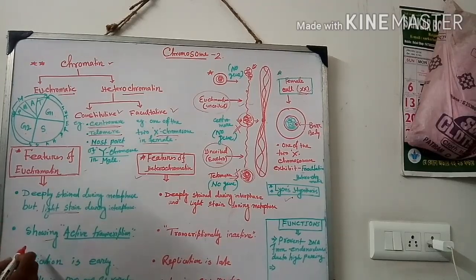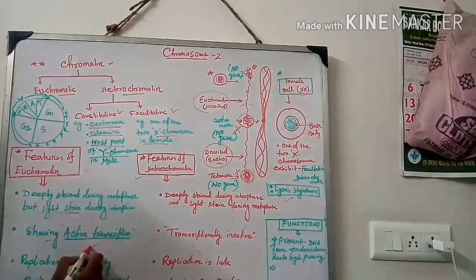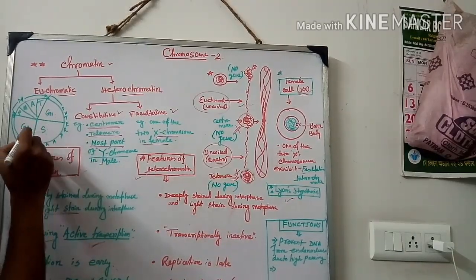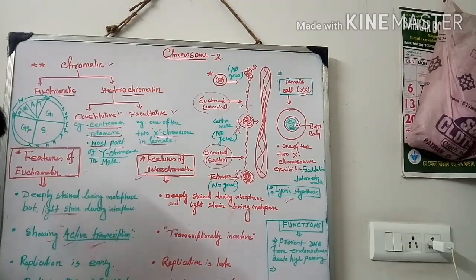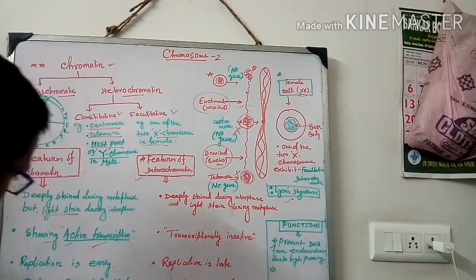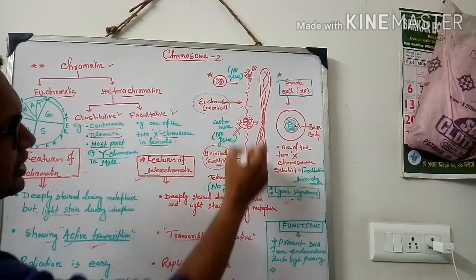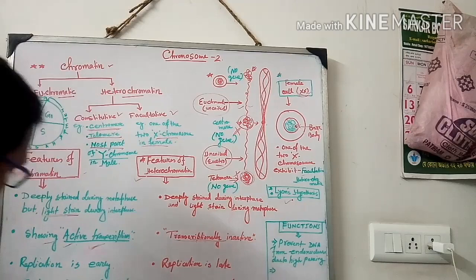However, in the interphase stage, active transcription occurs in the case of euchromatin. In the eukaryotic chromosome, during G1, S and G2, these three phases are the active transcription phases. They will actively transcribe and produce mRNA for the synthesis of protein. But heterochromatic regions are transcriptionally inactive and not taking part in protein synthesis.